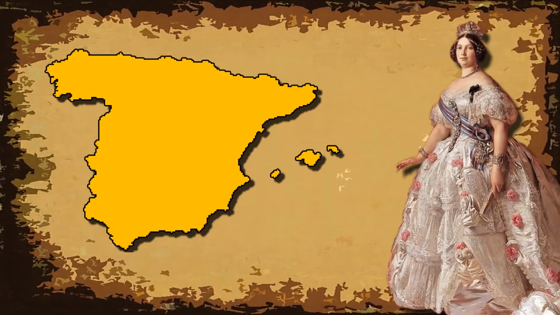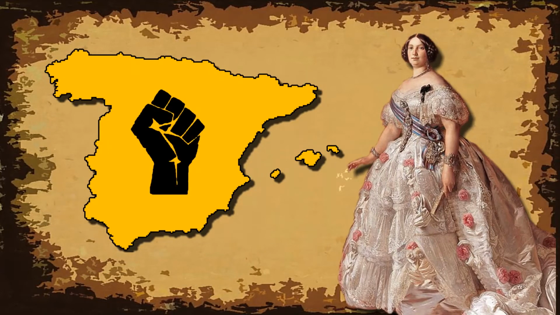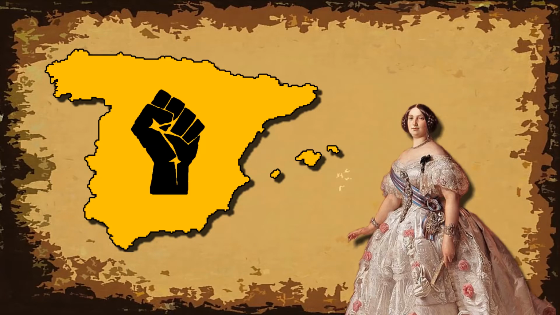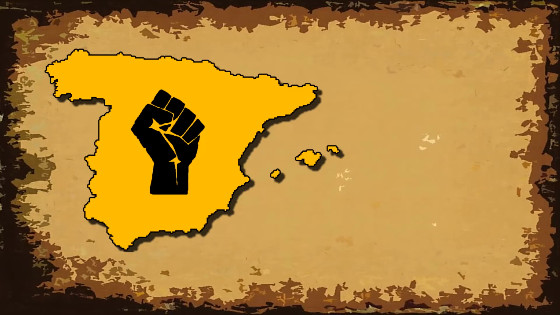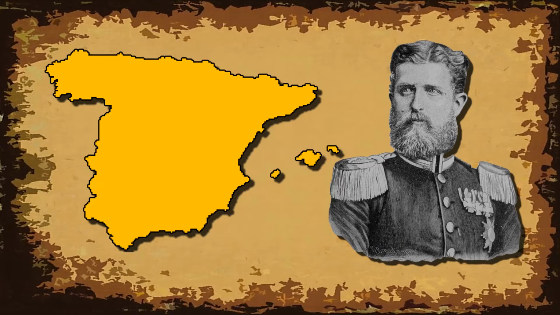The year is 1868 and the Kingdom of Spain has a serious problem. That year, Spanish revolutionaries overthrew Queen Isabella II and replaced her with, well, no one, yet. The best candidate to succeed her was a man called Leopold, the Prince of Hohenzollern and a member of the Prussian royal family. There was one big issue though.